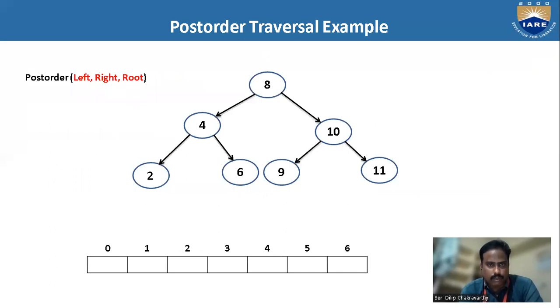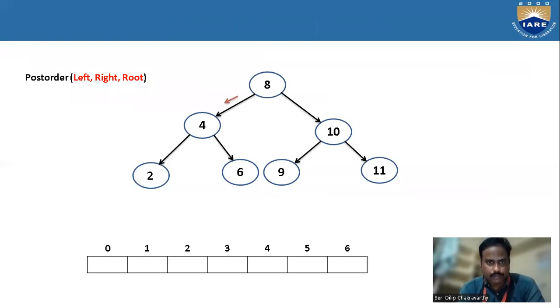It consists of the children for each node. Post order means left, right, root. First we go to the left subtree. The left of 8 is 4, 2, 6. This is the left subtree, and the right subtree is 9, 10, 11. First we move to the left subtree. Here first I see 2, that is my left. What is my right? It is 6.